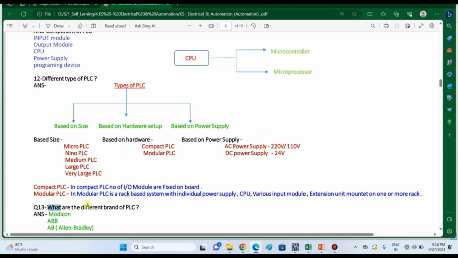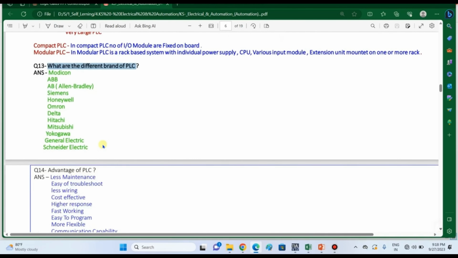So again, what are the different brands of PLC? Modicon, ABB, AB means Allen Bradley, Siemens, Honeywell, Omron, Delta, Hitachi, Mitsubishi, General Motors, Schneider Electric. So many companies provide PLC, but the most popular or most used brands in the automation industry are, first, Allen Bradley PLC, and second, Siemens PLC. Allen Bradley PLC is developed by Rockwell Automation, and Siemens PLC is developed by the Siemens company.